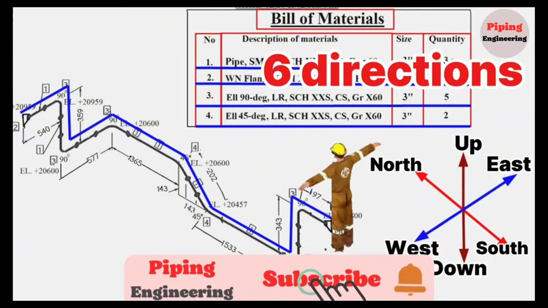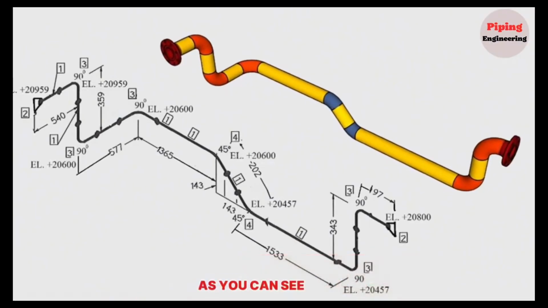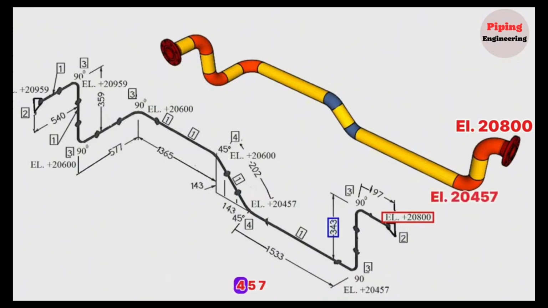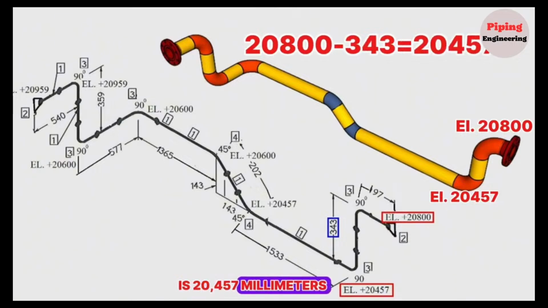Now, let's learn elevations shown in the piping isometric drawing. As you can see, the elevation of the starting point of the pipeline is 20,800 millimeters. Here the level of the pipeline decreased by 343 millimeters vertically and became 20,457. We can easily check the correctness of this elevation. 20,800 minus 343 equals 20,457 millimeters.